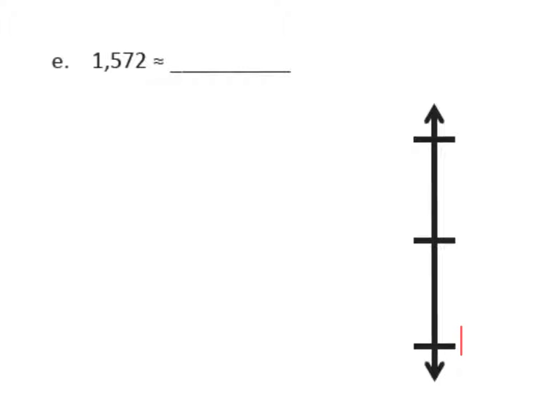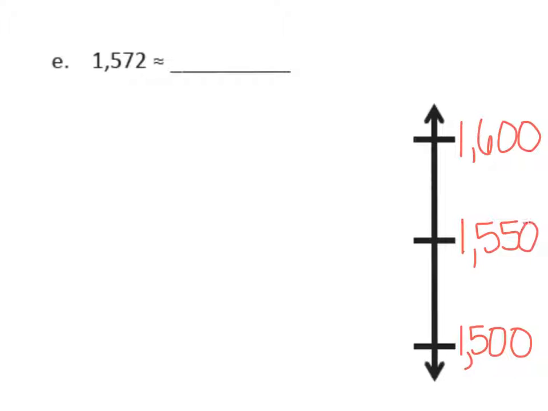So I see that there are 15 hundreds. One more hundred would be 16 hundreds, or 1,600. Halfway would be 1,550.